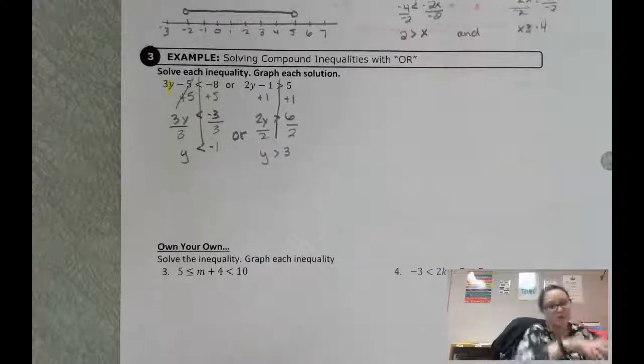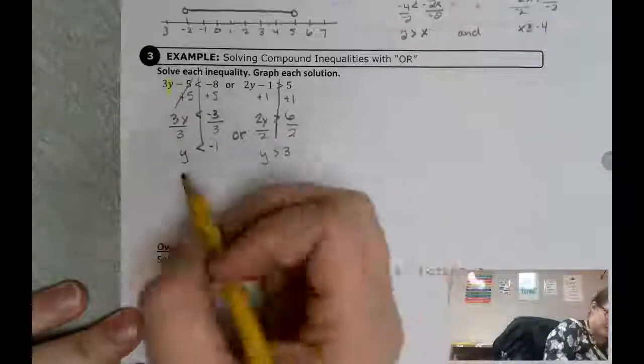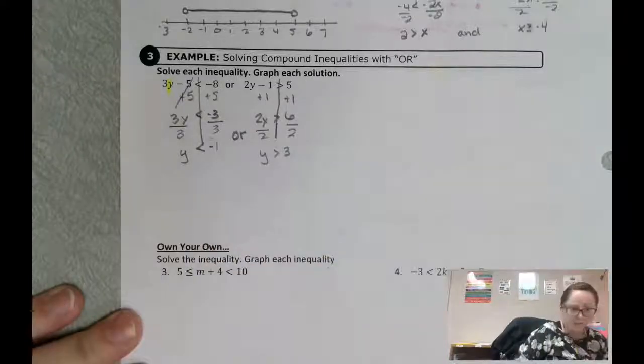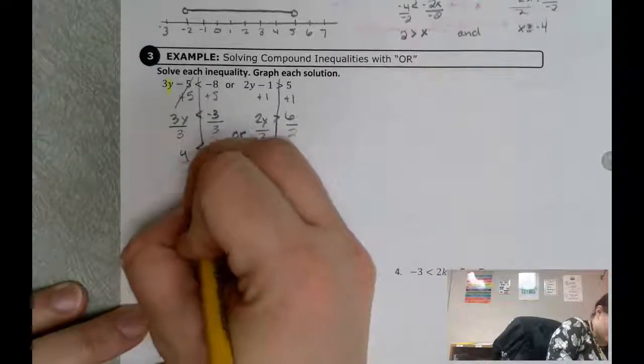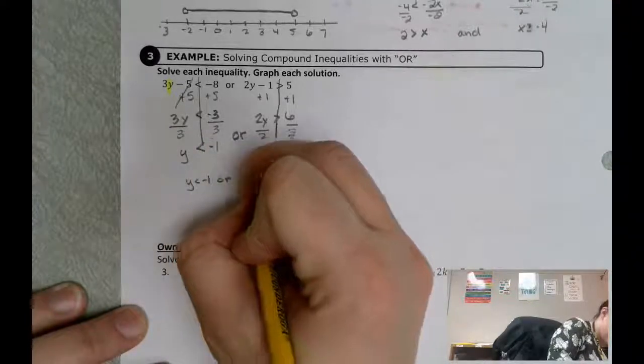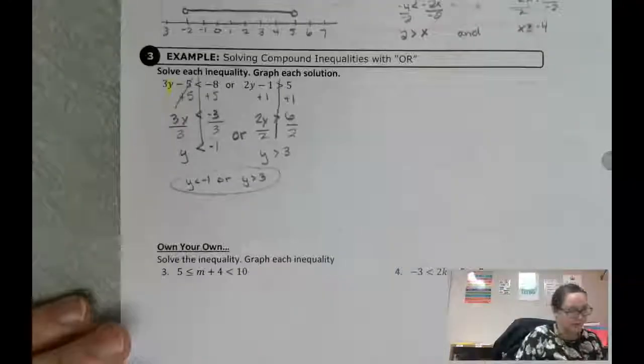Again, it's an or, so we know they should go in opposite directions because we can't fit both. So, to solve this, well, it is solved. Just don't forget your or. So y is less than negative 1 or y is greater than 3. Because there's no number existing in the world that can fit both of those. That's why it's an or.